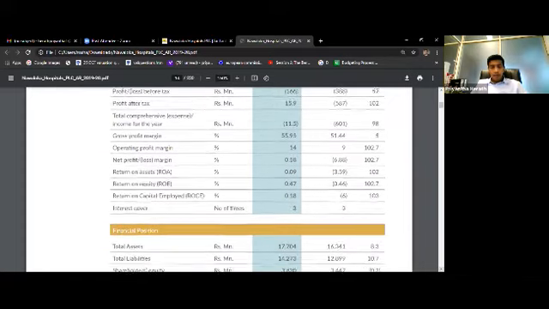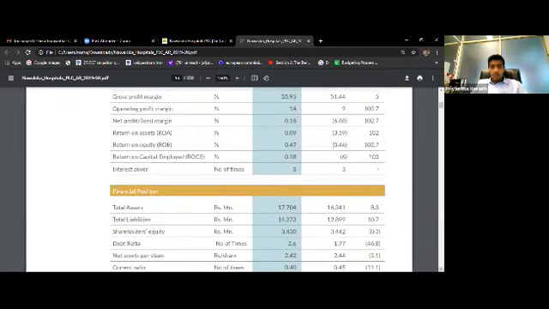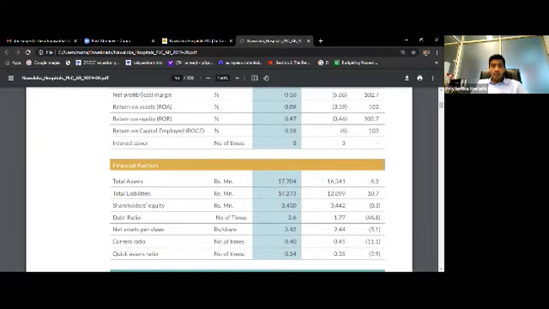Let's quickly go through the financial position summary also. Total assets 17 billion, right? So I am going to type this also. This is the balance sheet. Total assets 17.9 billion, and 17.7 billion, and last year 16.3 billion. 17.7 and last year 16.3.